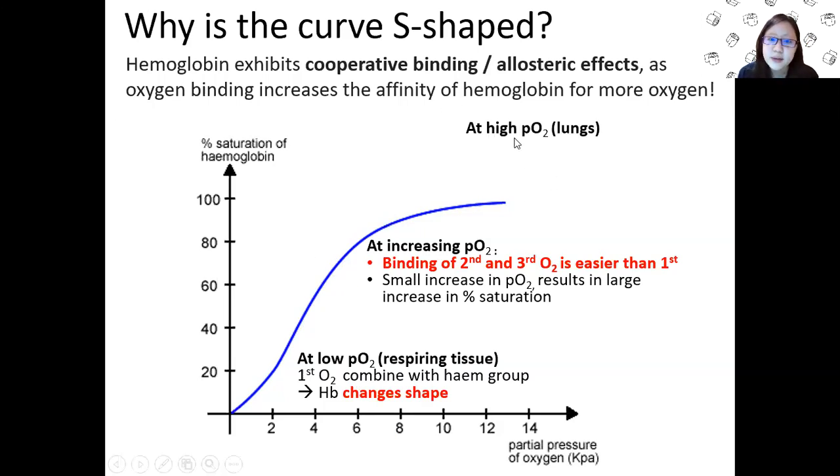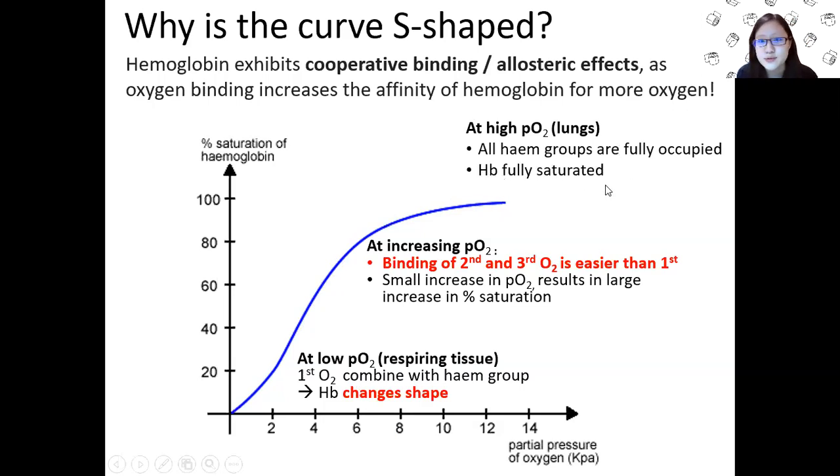And of course, at high partial pressure of oxygen here, heme groups are fully occupied, and therefore hemoglobin is fully saturated, and therefore the curve sort of levels off. So you can see from here that at first it's not so steep, then it becomes steeper, and then it levels off. Yes, that is why the curve is in this shape.